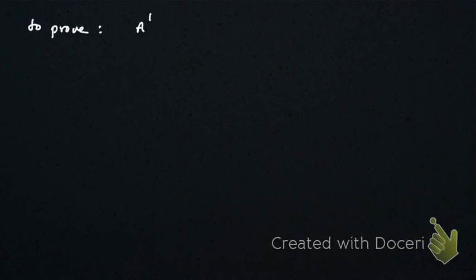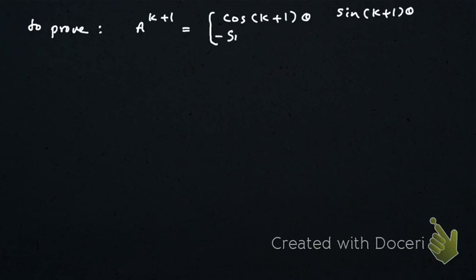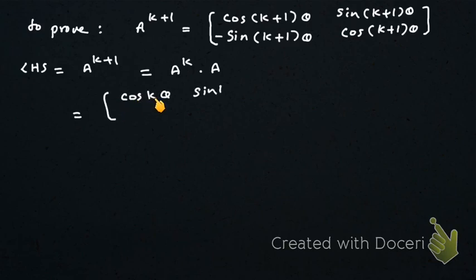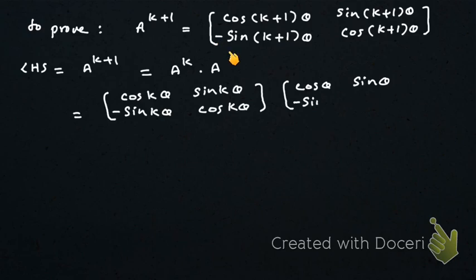Let me copy what I have to prove one more time, my Pk plus 1 result. That's the result I have to prove. And to prove any result, I need to start from the left side, so I'm copying the LHS, which is a raised to k plus 1, which is a raised to k into a, and I need to finally reach the right hand side. When I split it as a raised to k into a, this a raised to k is there in equation number 1. That's my assumed result. I assumed that a raised to k is equal to something. So I go back to my equation number 1 and copy that expression. So let me copy that. Cos k theta, sin k theta, minus sin k theta, cos k theta, into a.